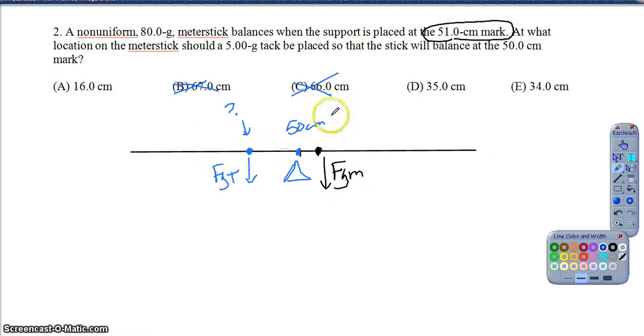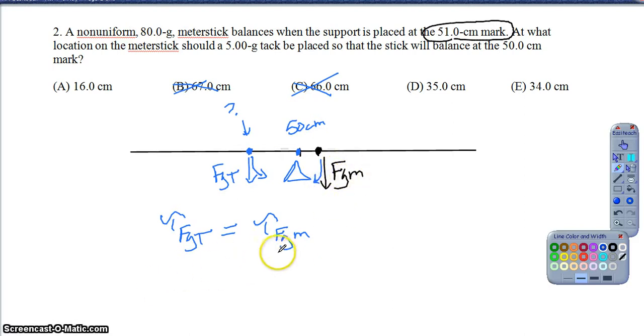So as soon as we set this one up, hopefully everybody's pretty comfortable saying, hey, this is just torque. So I'm going to do the torque from the force of gravity of the tack needs to be equal and opposite to the torque from the force of gravity of the meter stick itself, right? The torque caused by the tack needs to be rotationally balancing out the torque caused by the force of gravity.